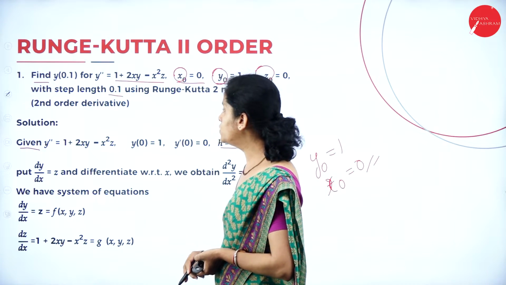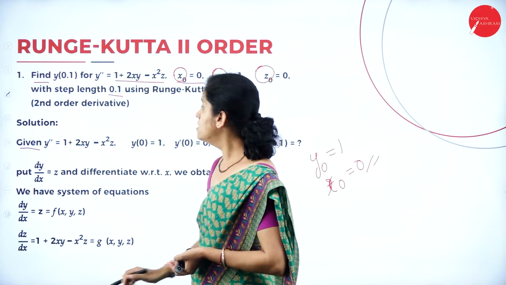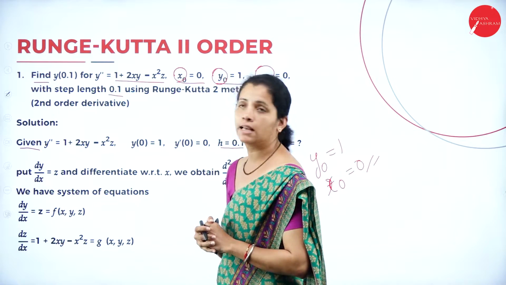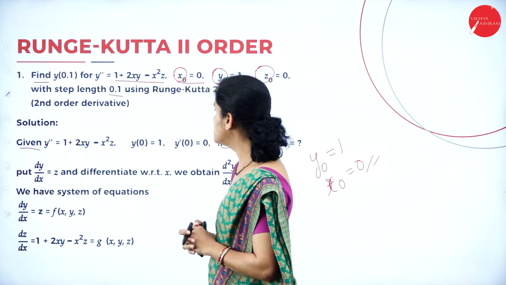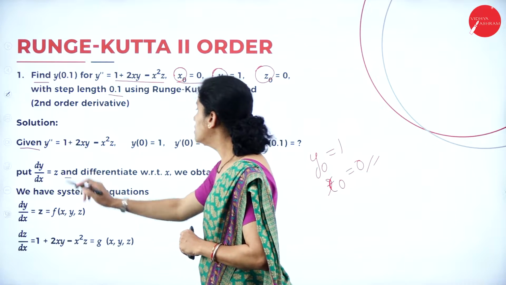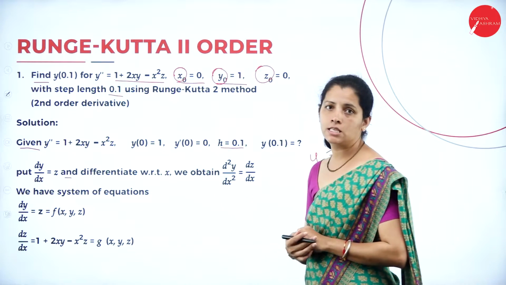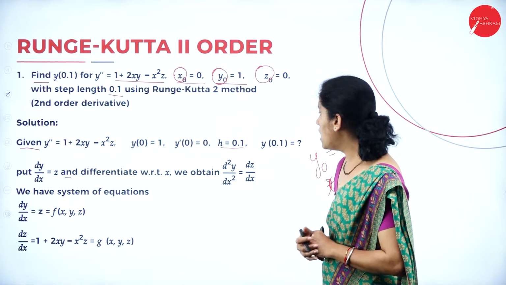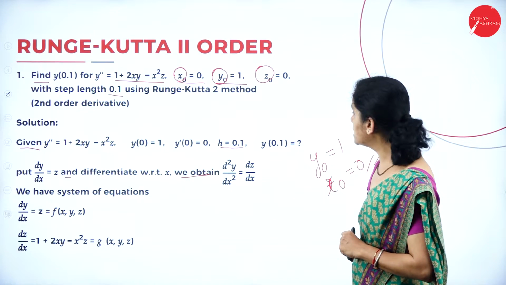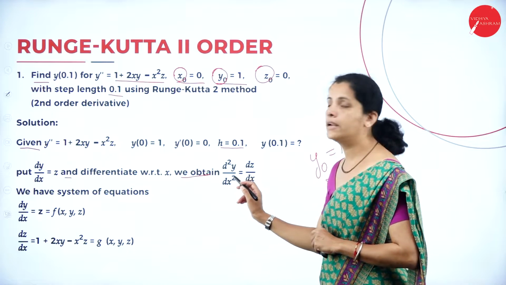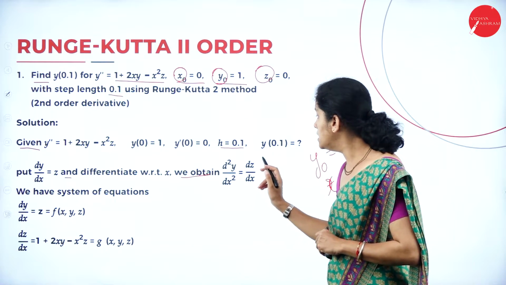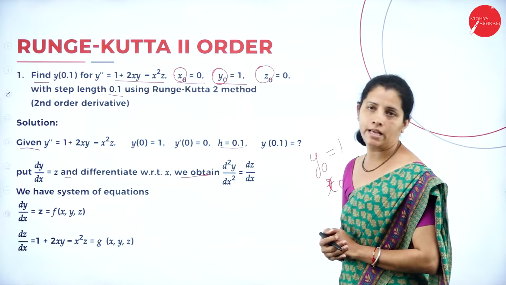So what I will do, first I will put dy divided by dx, that's nothing but this z. So this is nothing but my first term. And differentiate with respect to x. When I differentiate, my second derivative is nothing but d square y divided by dx square, that's nothing but dz by dx.